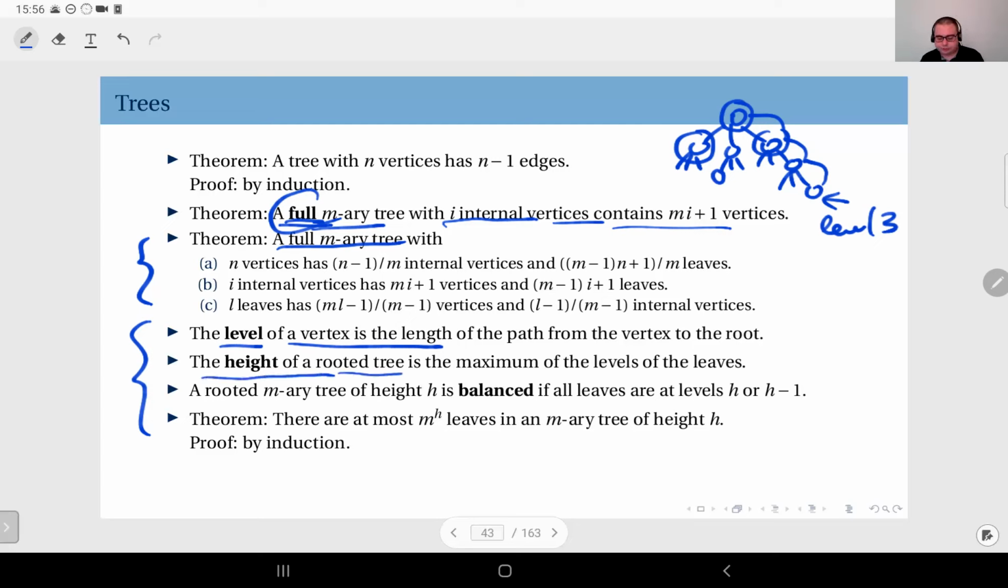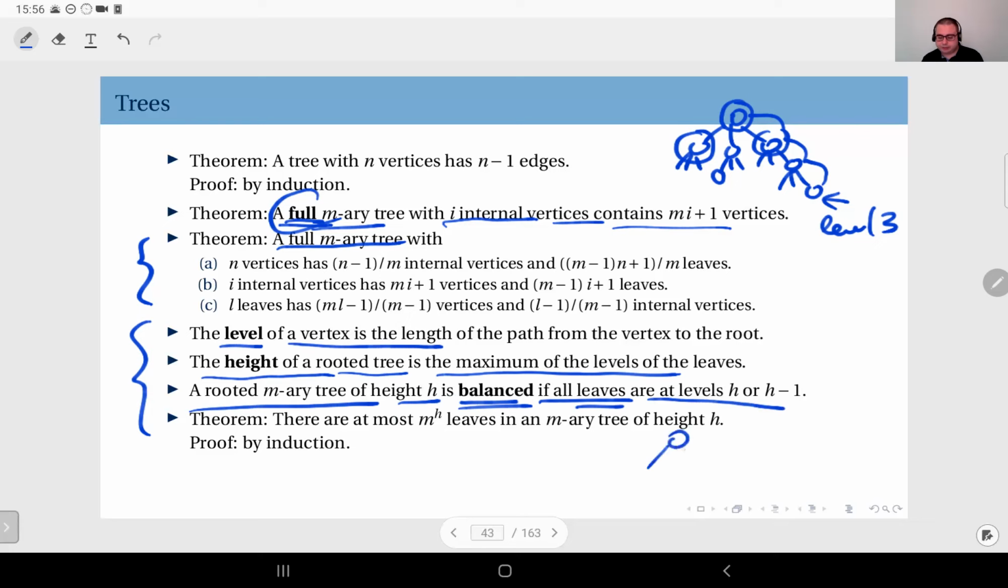The height of a rooted tree is the maximum of the levels of the leaves. You just look at the leaves, find the levels, and the maximum gives you the height of the rooted tree. Now, the selection of the root is significant here because in a tree, any vertex can be selected as the root, but when you change the root, the height of the tree might change. And balanced is an important concept. A rooted m-ary tree of height h is balanced if all leaves are at levels h or h minus 1.